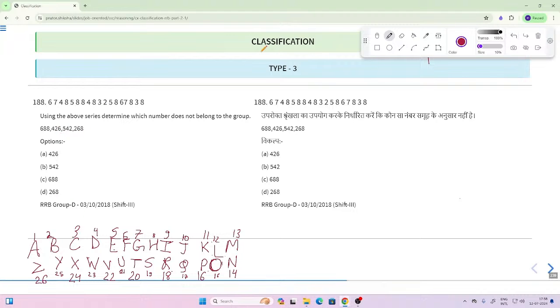Determine which of the numbers does not belong in the group. 668, 426, 542, 268. 6, 8, 8: 3, then 2. Note it down here just to be safe. 3 and 2, plus 3, then plus 2. 426, so plus 3, plus 3. 542, plus 3, plus 3. 268.